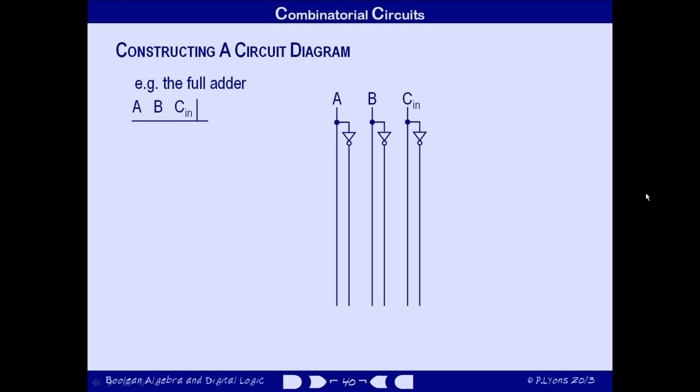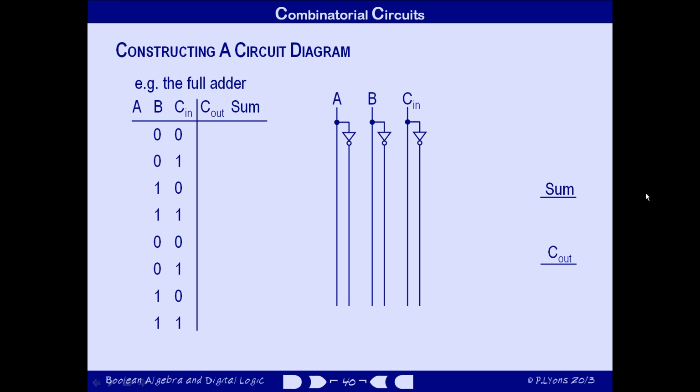There are two outputs, sum and carry out, each with its own column in the truth table, and its own output wire at the right-hand side of the circuit diagram. Now we start filling out the truth table by listing all possible combinations of A, B and C. Note the pattern of zeros and ones in the table. The rightmost column has alternating zeros and ones. The next column to the left has pairs of zeros alternating with pairs of ones. And the leftmost column has a set of 4 zeros followed by a set of 4 ones.